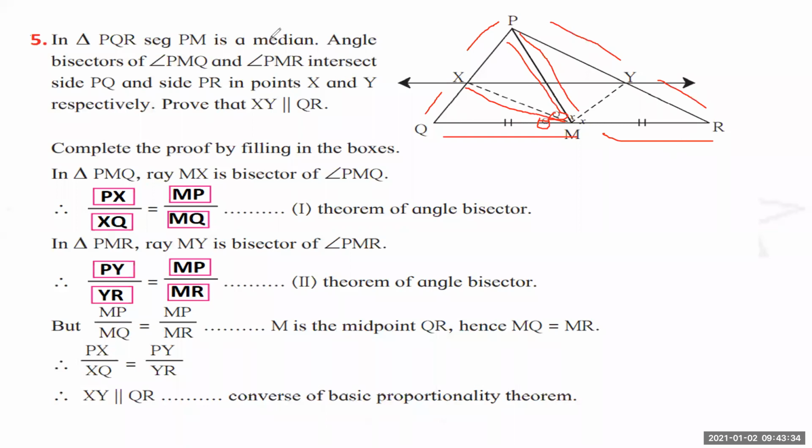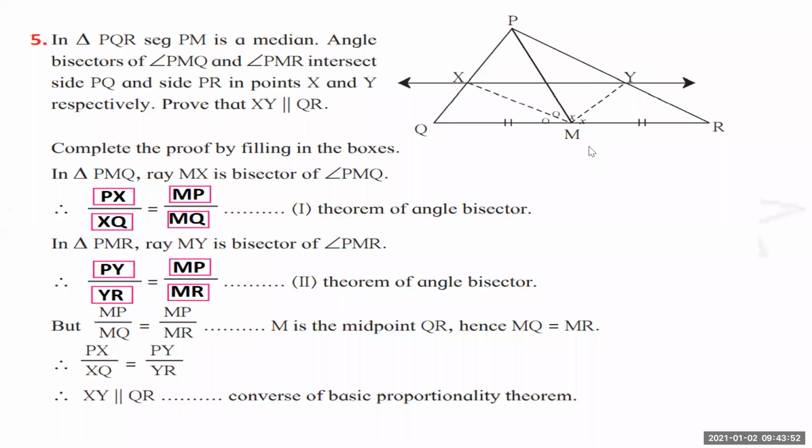Is this clear? Now what is given to us is that this line PM is the median. What is the meaning of median? M is the midpoint. So when M is the midpoint, QM and MR are equal. When you look at statement 1 and statement 2, it is already solved, but I'm still explaining that PX upon XQ equals PY upon YR. So by the converse of the basic proportionality theorem, you'll get XY parallel to QR.